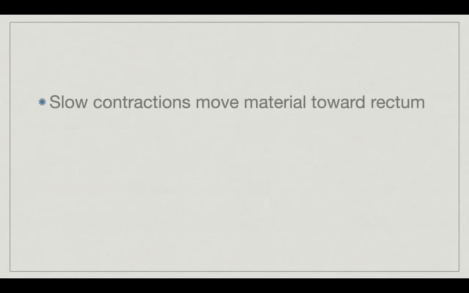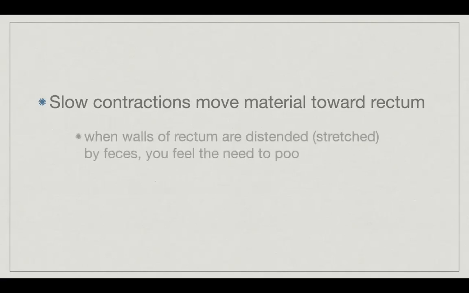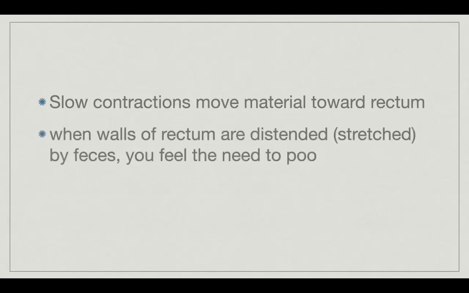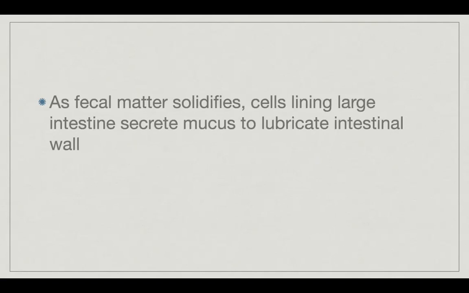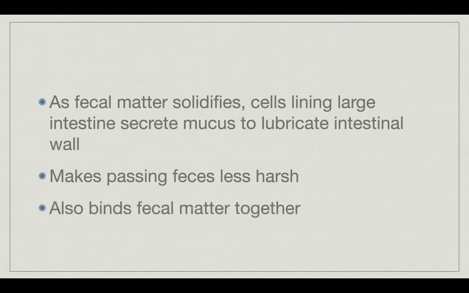Finally, some slow contractions start to move this material towards your rectum. And as I said, when the walls of your rectum are distended, meaning stretched by the feces, you will start to feel the need to poo. As the fecal matter solidifies, cells that line the large intestine are going to secrete large amounts of mucus, obviously, to act as a lubricant, which helps make passing feces or pooping less harsh. It also helps to bind fecal matter together.